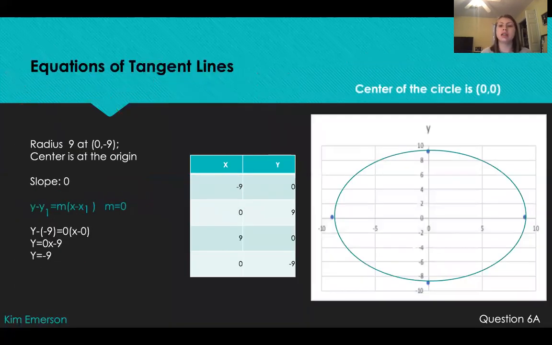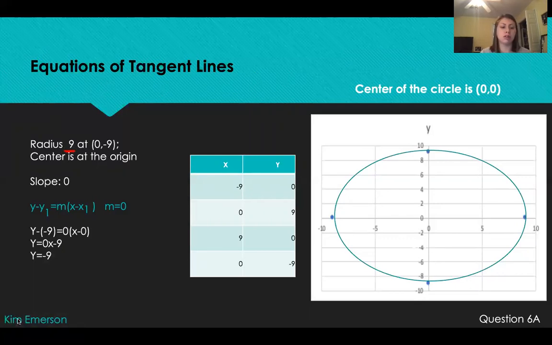So now we're going to look at tangent lines. And tangent lines are a little bit different. So we're actually not looking at tangent lines. I mean, we are looking at tangent lines, but right now we're going to focus on the radius. So before we even try to find the radius, we've got to know what the center of the circle is. And the center of the circle, I just made it easier to do this one because it's 0, 0. That's the middle. So if we have a radius 9, our question was radius 9 at 0, negative 9.